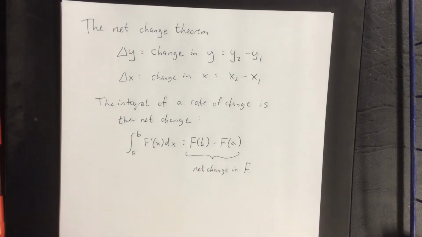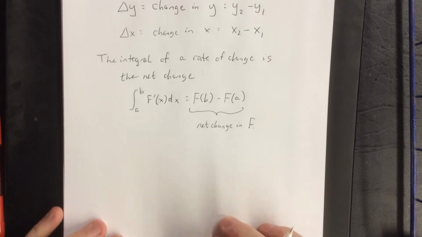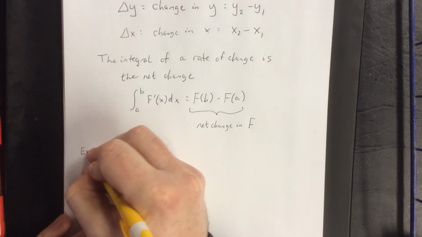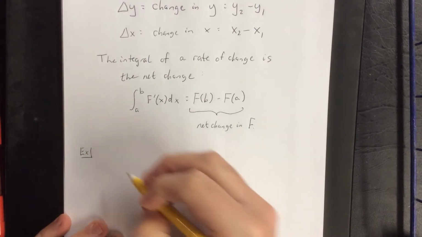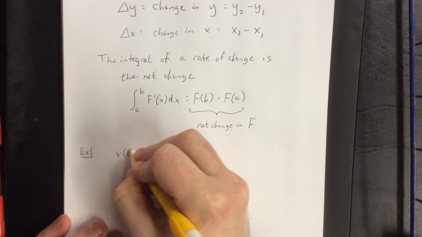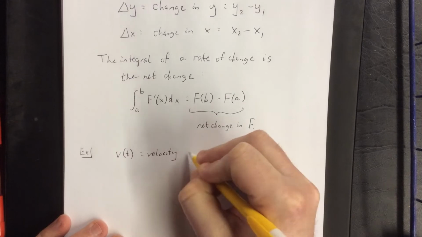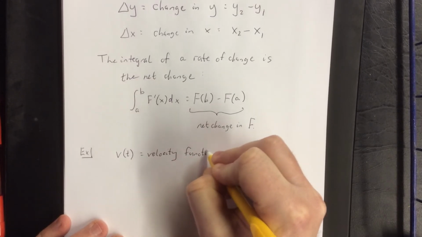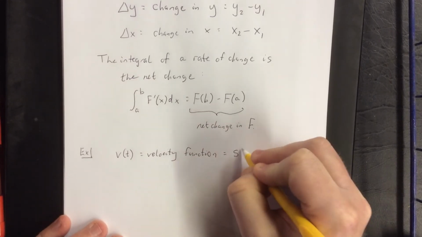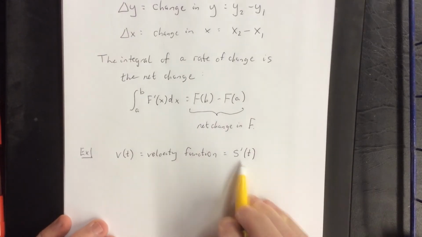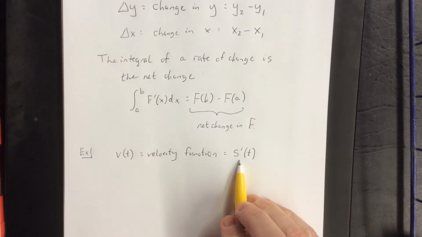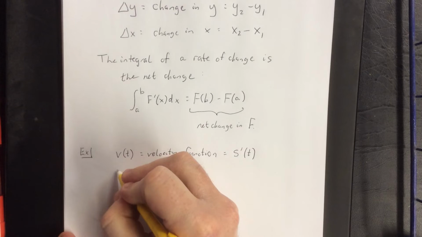Now the net change in f is referring to an overall change rather than an actual moment-by-moment change, as it were. As an example, let's say that we are dealing with a velocity function. Velocity, as we know, is the first derivative of a position function. We usually refer to a position function by the use of s.